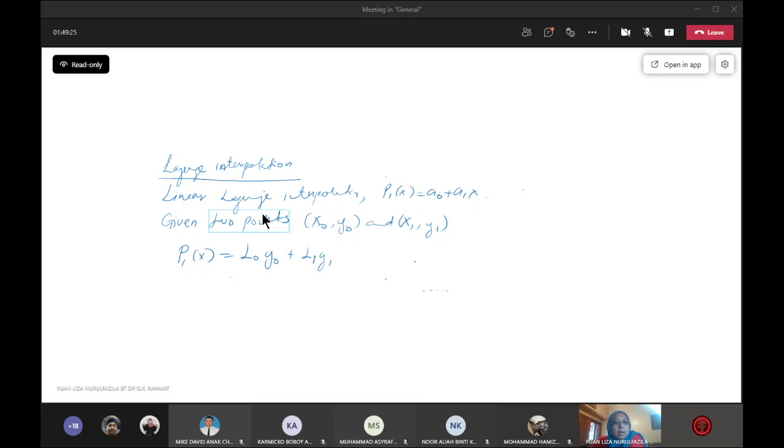Okay, where L naught is equal to x minus x1 over x naught minus x1, times y naught, plus x minus x naught over x1 minus x naught, times y1. Okay, that is the formula for Lagrange linear interpolation.